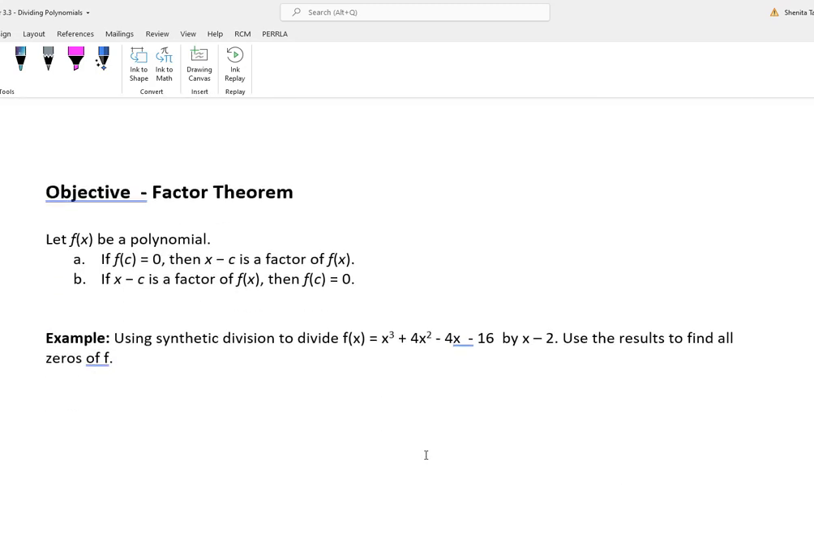So next we're going to talk about the factor theorem. We're going to let f of x be a polynomial. If f of c is equal to 0, then x minus c is a factor of f of x. If x minus c is a factor of f of x, then f of c is equal to 0.